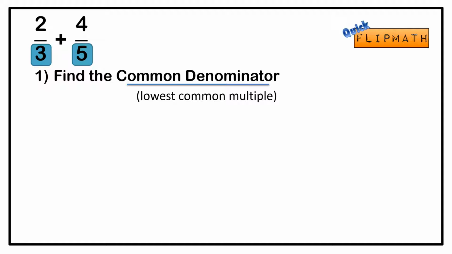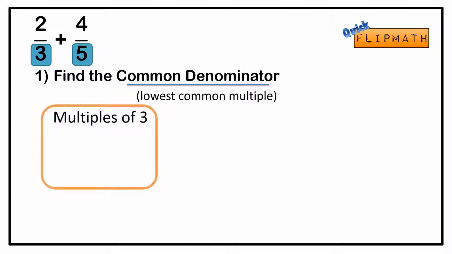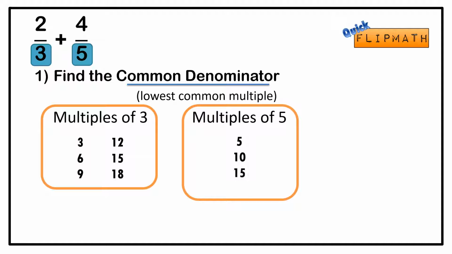To get the lowest common multiple, we're going to need to list the multiples of 3. This is 3, 6, 9, 12, 15, 18. I've only done the first 6, but they do continue on. And I'll do the same for 5. The multiples of 5, or the 5 times tables, are 5, 10, 15, 20, etc.